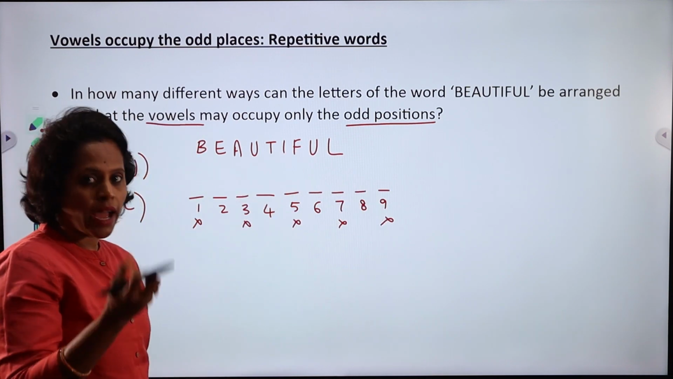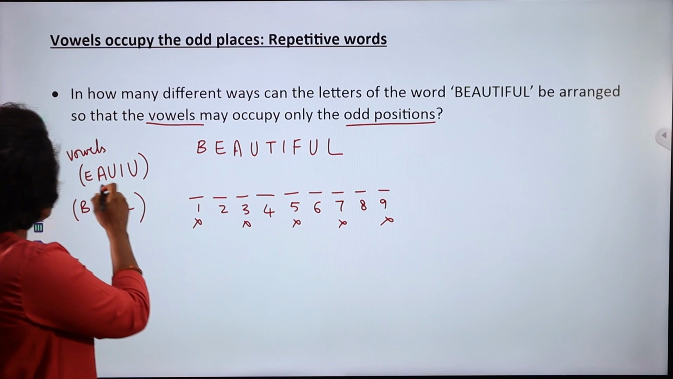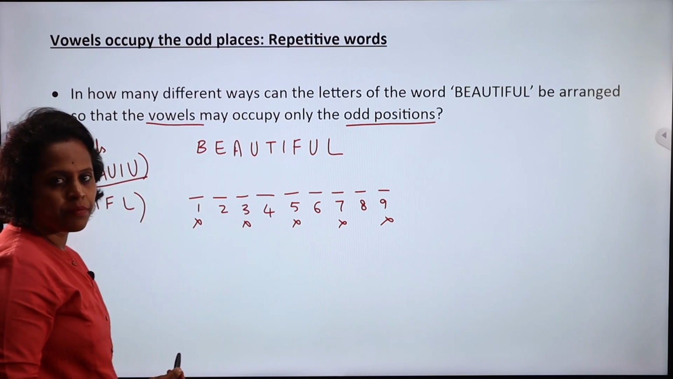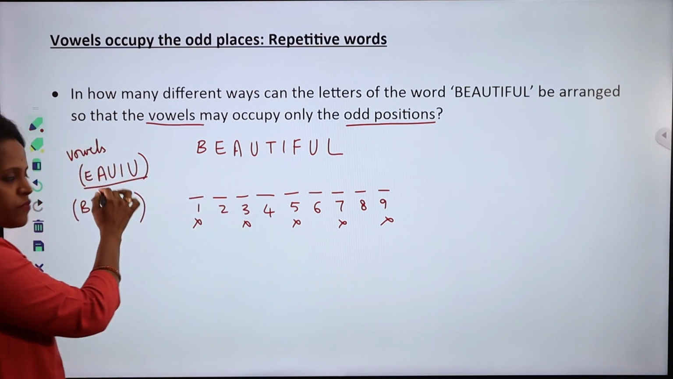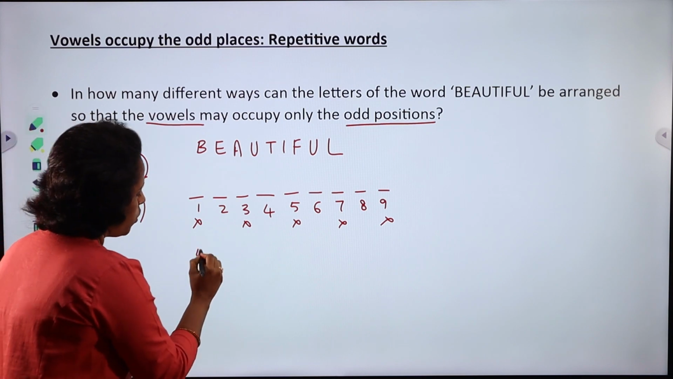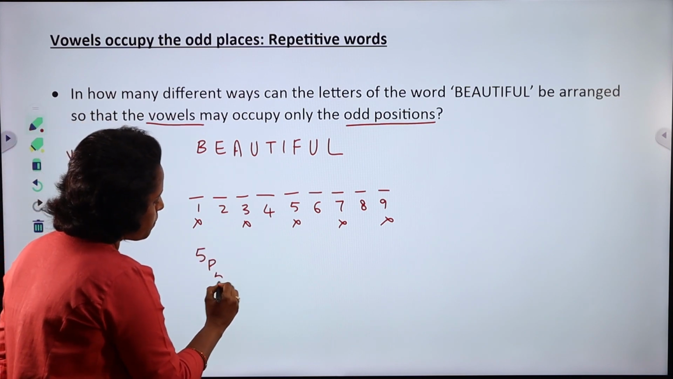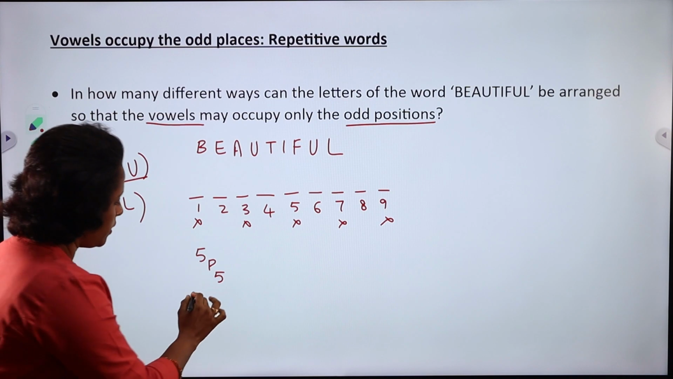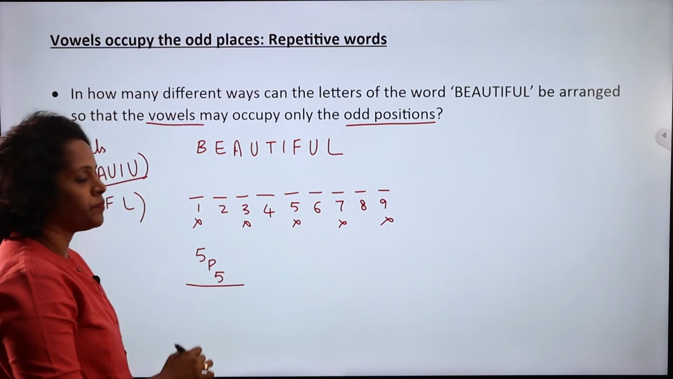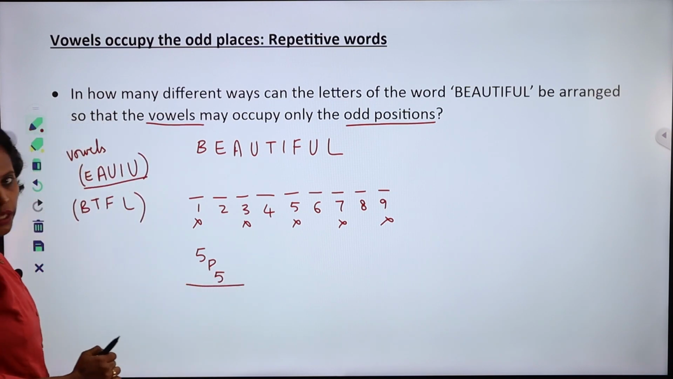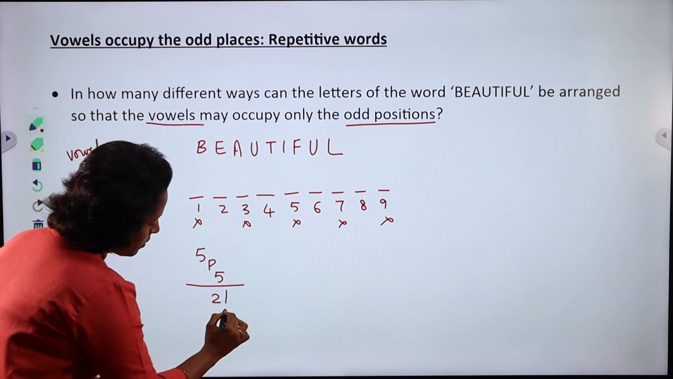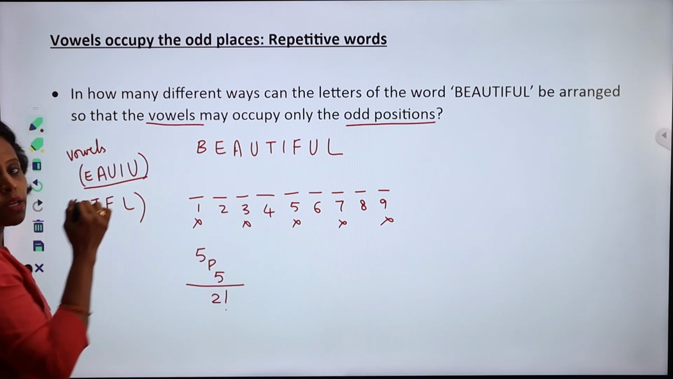We have 5 odd positions and we have 5 vowels. So 5 positions, 5 vowels. What will be the answer? 5p5 divided by 2 factorial, because U is repeated twice.